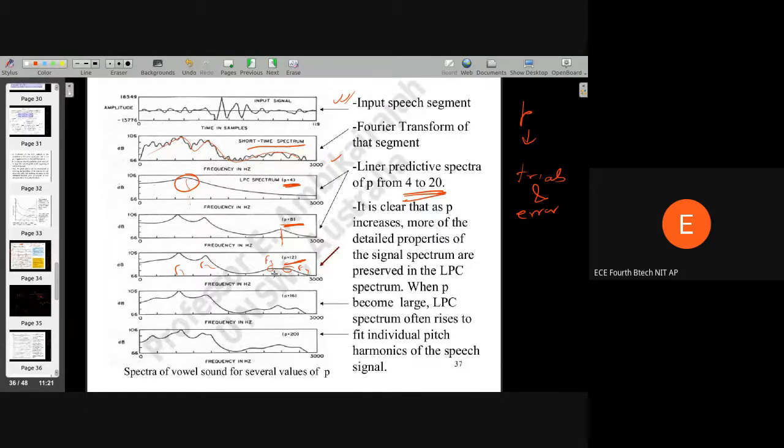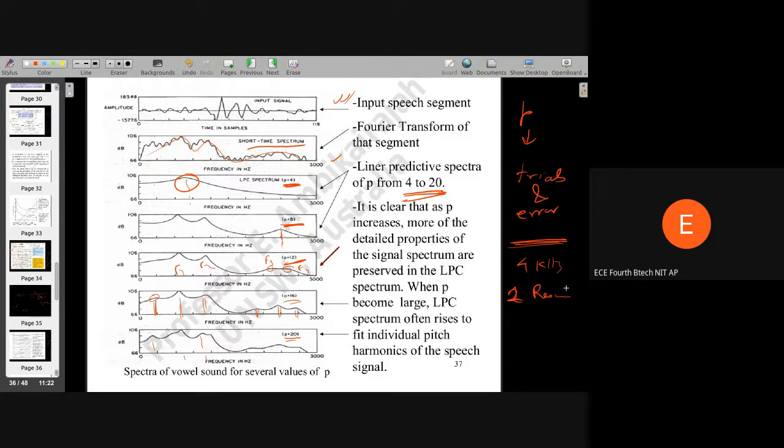But if you keep increasing, in the LP spectrum you will get incorrect, false resonant peaks. For p equal to 16, p equal to 20, you can see the false resonances will occur. So in general, the acceptable heuristic rule is, as I have said, if you consider a 4 kilohertz speech signal, for every kilohertz there is around one resonance occurring.